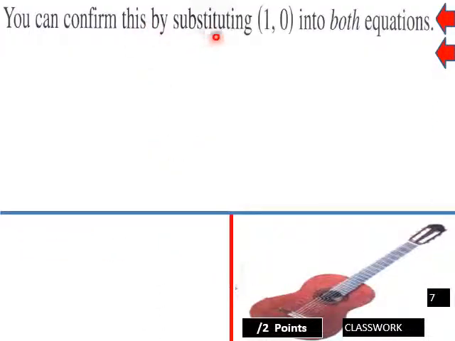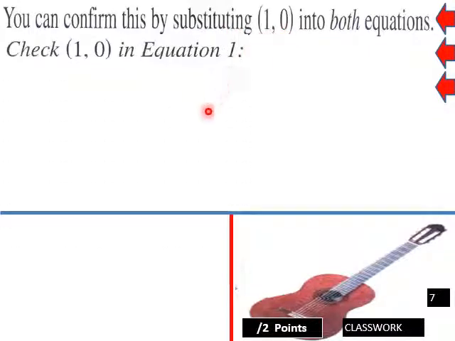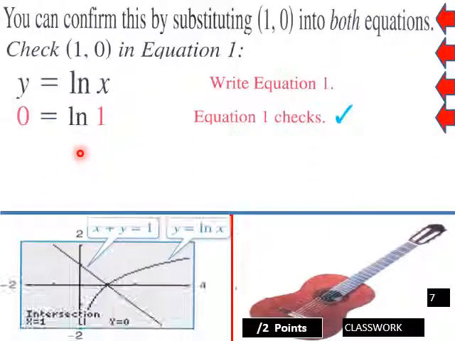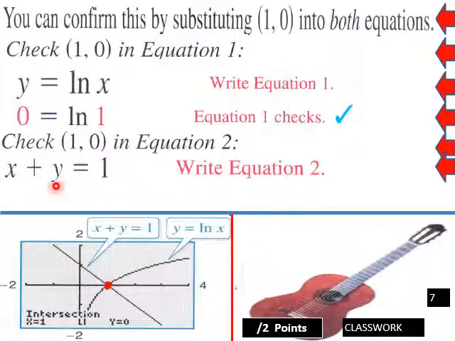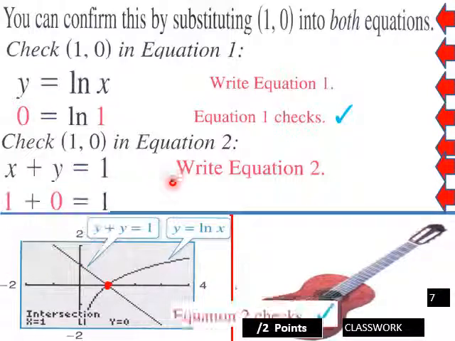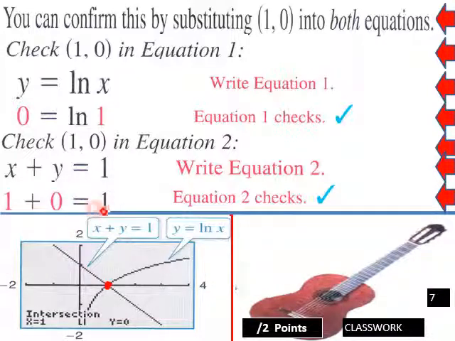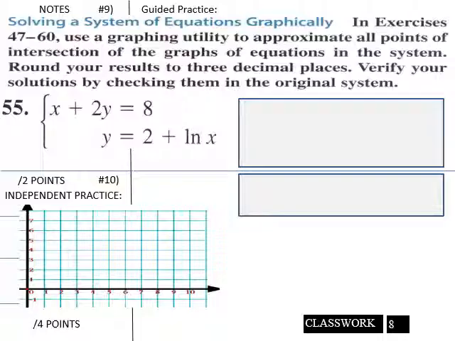You can confirm this by substituting (1, 0) into both equations. So check (1, 0) in equation 1: y equals natural log x. When we substitute in, does 0 equal natural log 1? It does. And then for (1, 0) in equation 2, x plus y equals 1, when we plug that in, it works: 1 plus 0 equals 1. So the solution does check for equation 2.